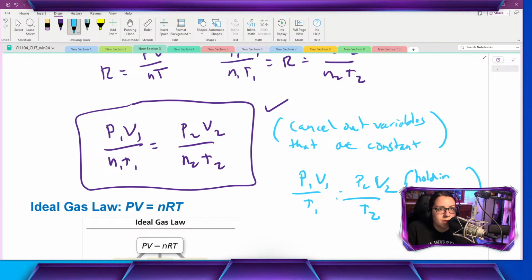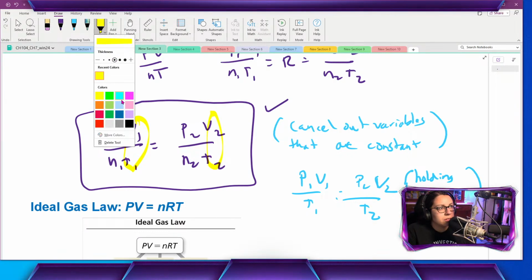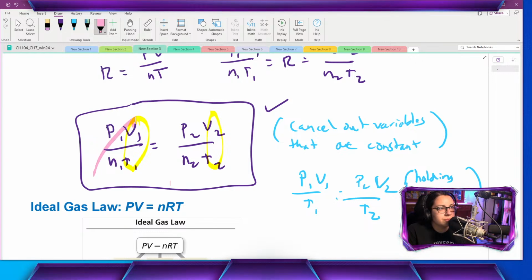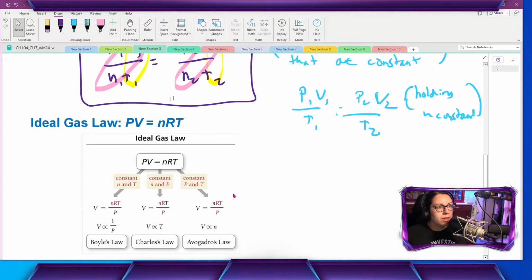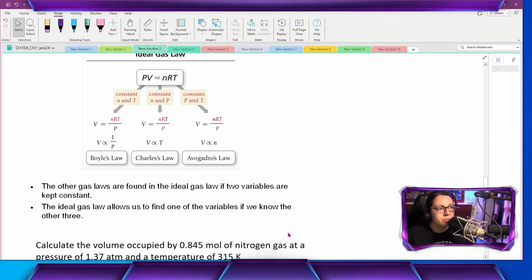And again, we can see all the other laws. So there's our V1 over n1 equals V2 over n2, and V1 over T1 equals V2 over T2. So again, they're all there. You can highlight them just so you can really see that. And here they re-show this, and we're holding those constant, and we would get out those laws we just discussed.